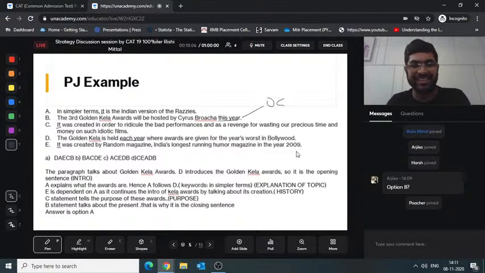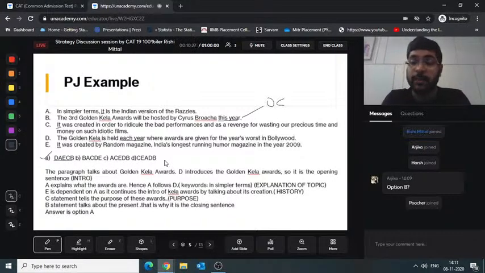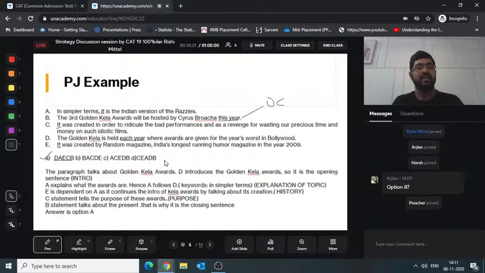Now, simply looking at the options, I could have said that this is the only option which has D beginning, so this is the correct answer. But let's just solve it. Let's just see how that order comes in. So after option D, I know that the next completely independent statement is option B. So I might put sentence B as the closing statement. Fair enough. Let's see how other sentences go.